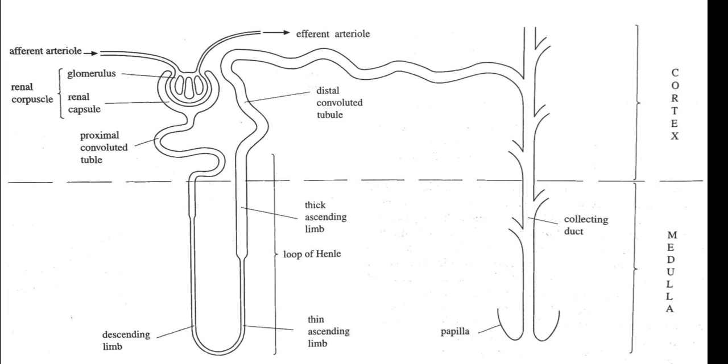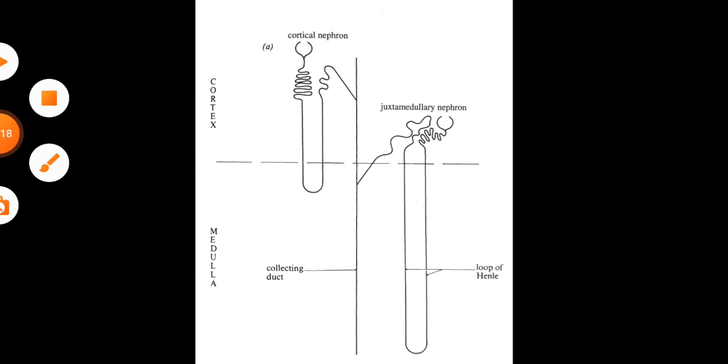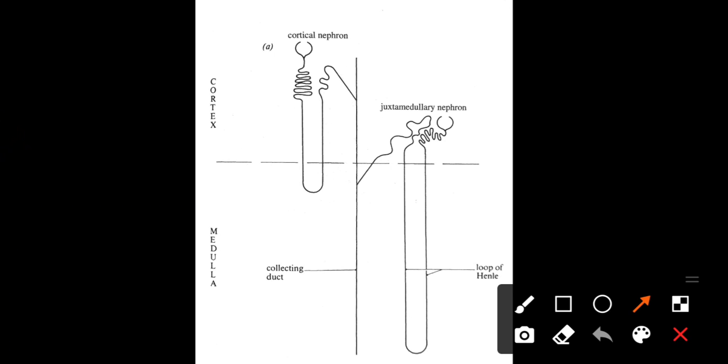We have discussed two types of nephrons in the previous lectures. If I come to this particular diagram, here you can see the two types of nephrons. First are the cortical nephrons, which are present in the cortex of the kidney, and they have short loops of Henle.